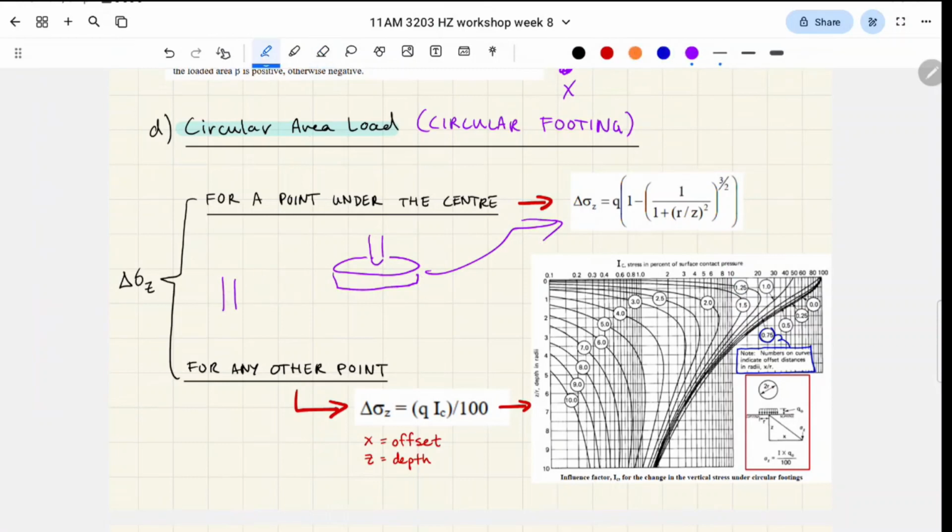If your circular footing isn't loaded in the middle, you're gonna have to use this lovely graph, okay? Got it? That's the idea. But again, we won't have to deal with this specifically in this workshop.